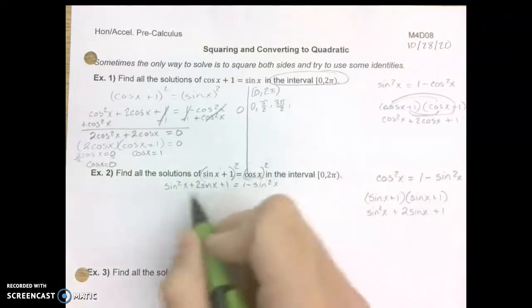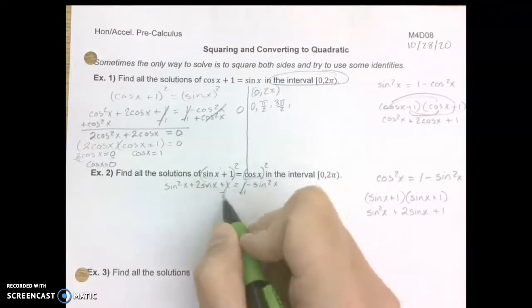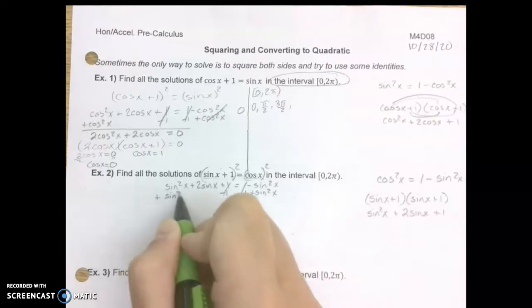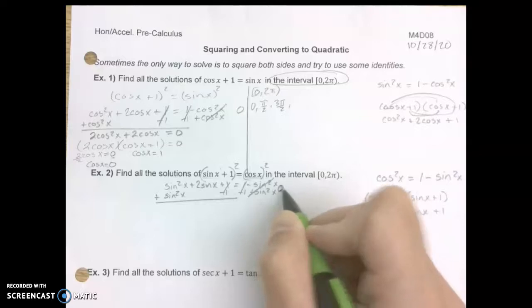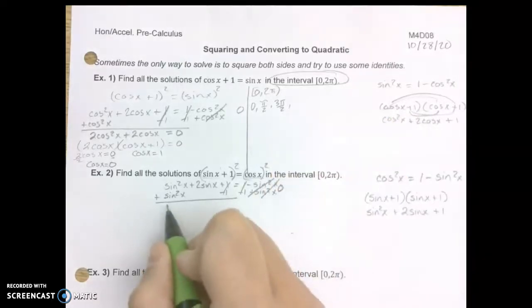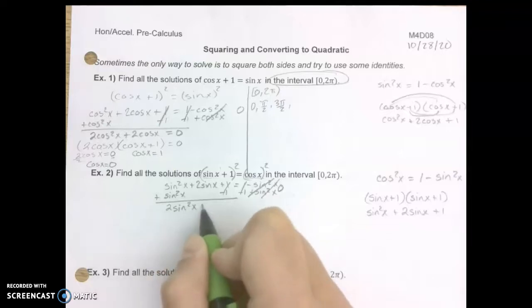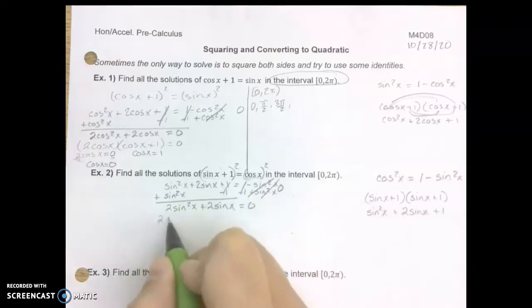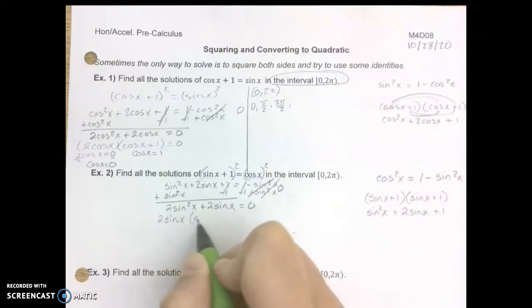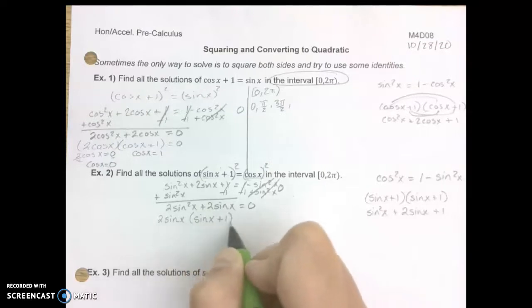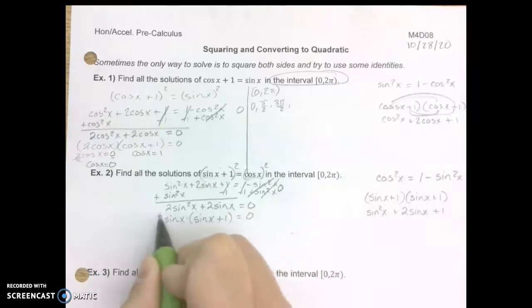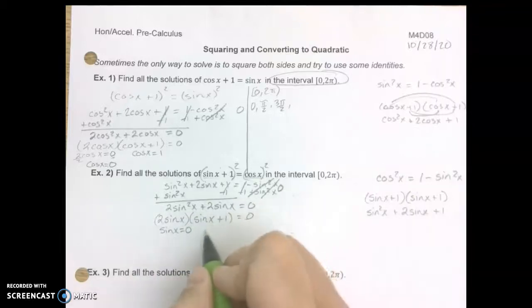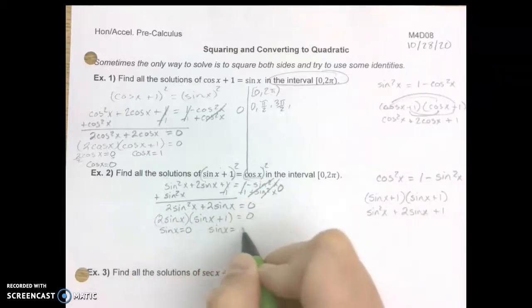Again, bring everything to the left side, subtract 1, that zeroes out, add sine squared x. This whole side becomes 0. That gives me 2 sine squared x plus 2 sine of x equal to 0. Factor out the 2 sine of x. I'm left with sine x plus 1. And then when I set these equal to 0, I get the sine of x equal to 0. The 2 will divide out, and this will give me a sine of x equal to negative 1.